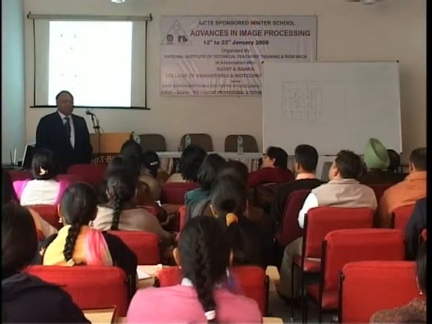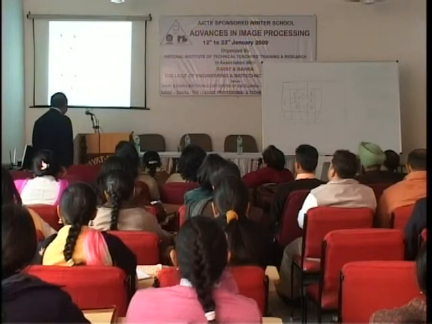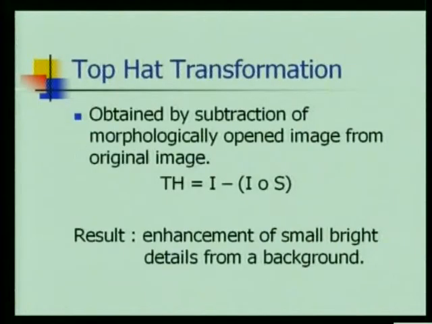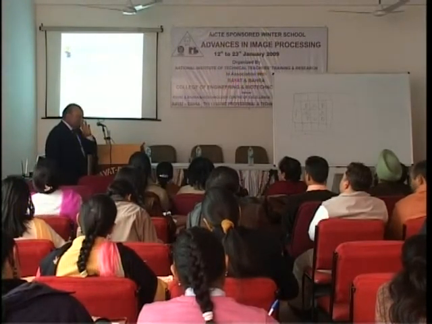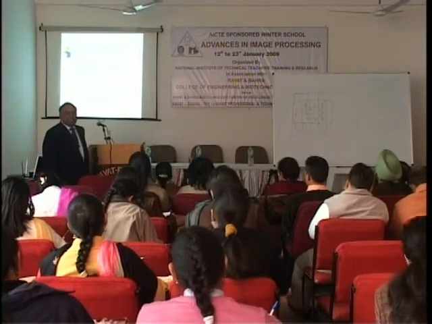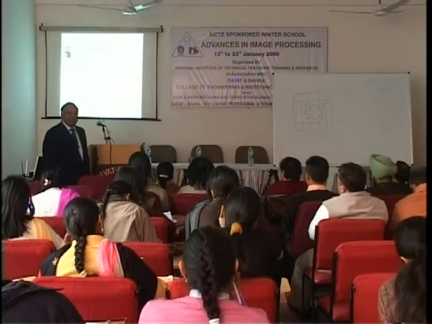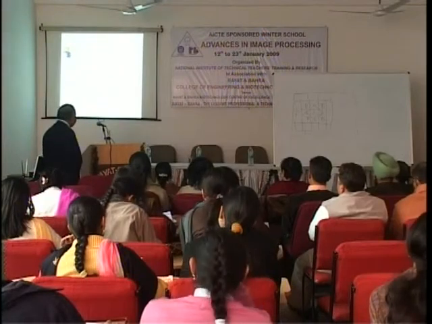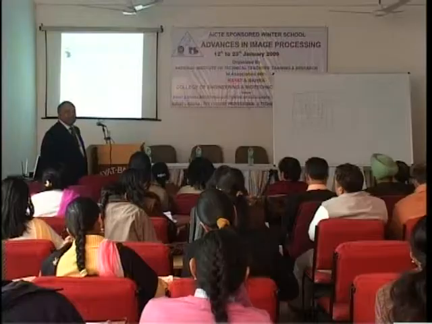So only those white dots and black dots will be left. Next you will see closing. Any small bright spot in the image, having a nature similar to the structuring element, will be highlighted. This is top hat; another one is bottom hat, which is the reverse of that.